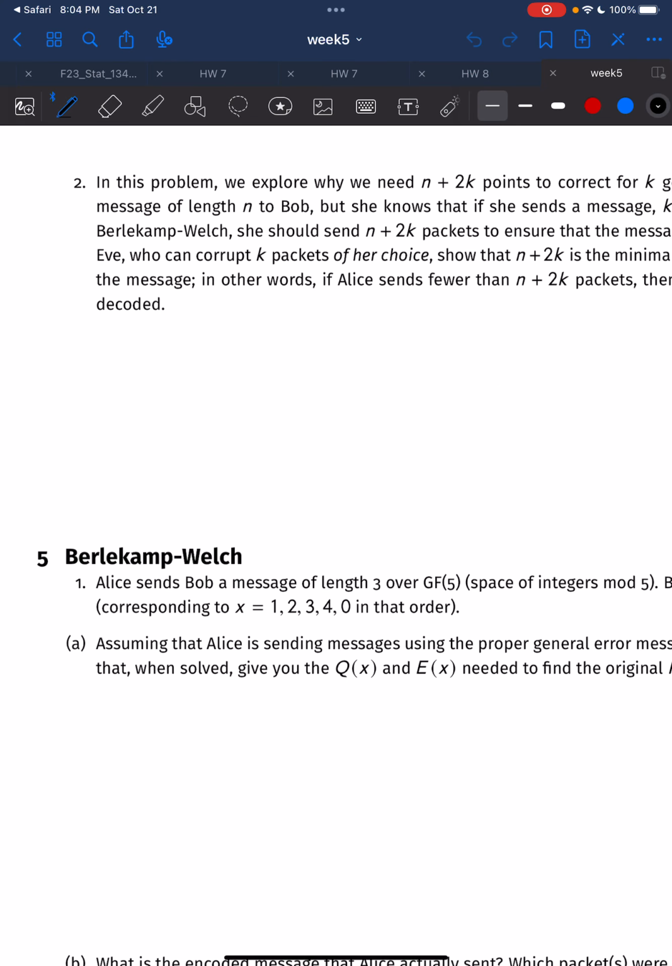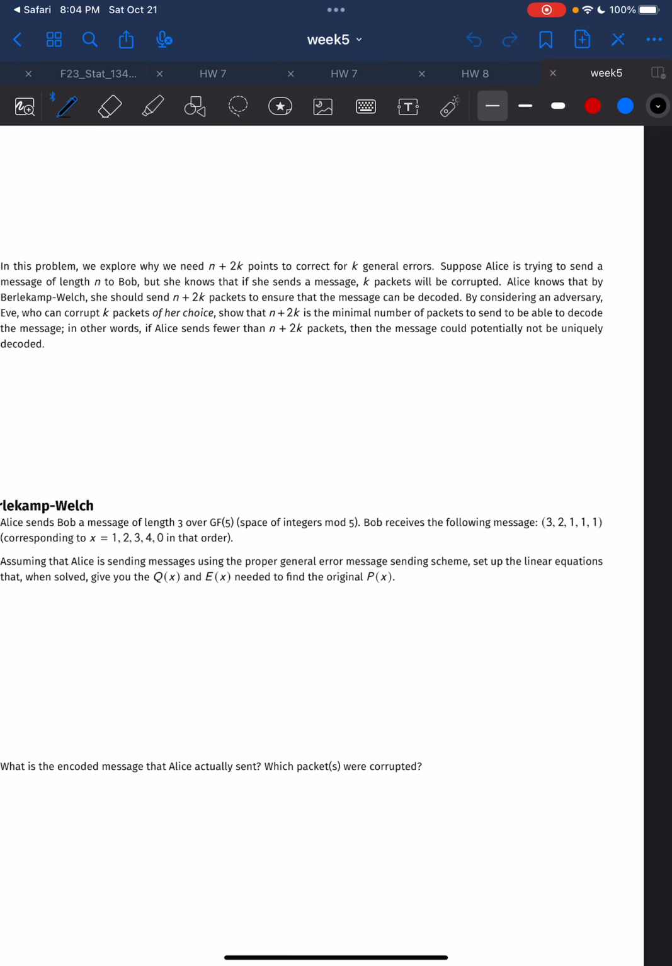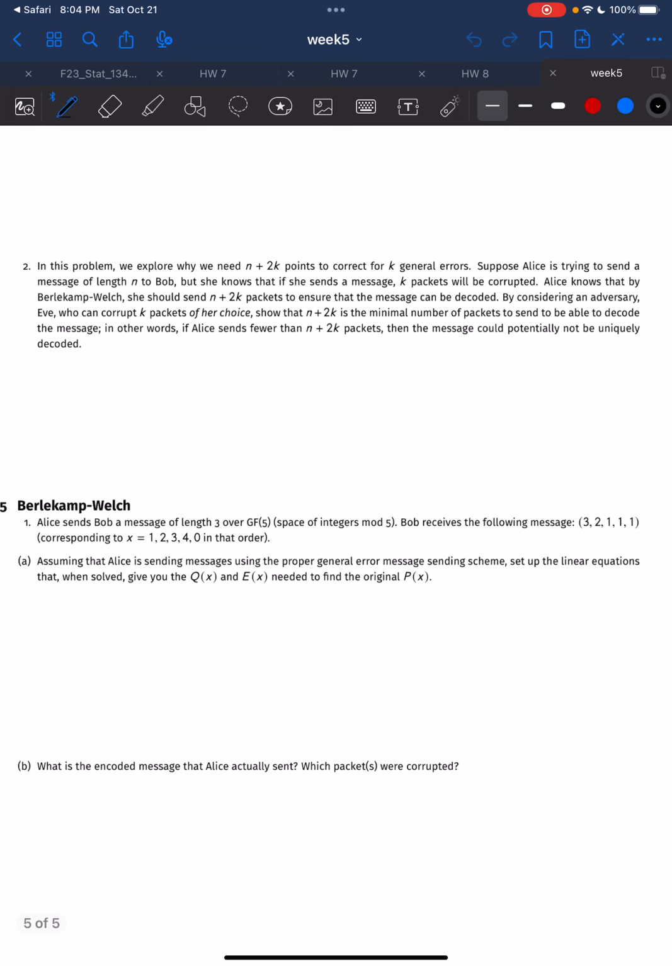Okay, so today we're going to go over week 5, problem 4.2, and this is about erasures. So in this problem, we explore why we need n plus 2k points to correct for k general errors. Suppose Alice is trying to send a message of length n to Bob, but she knows that if she sends a message, k packets will be corrupted.